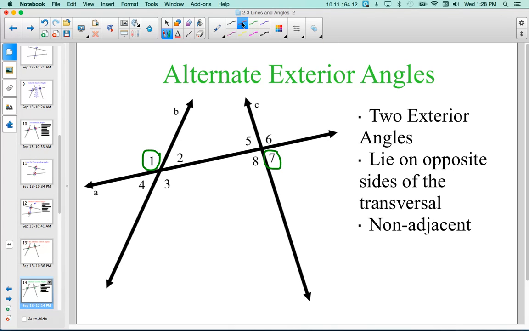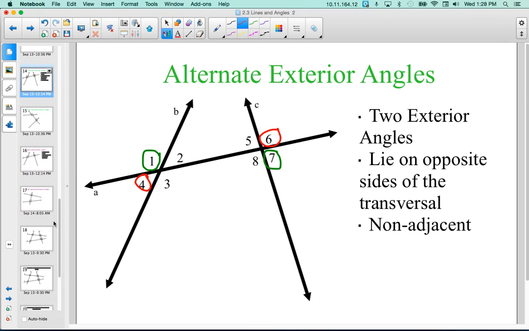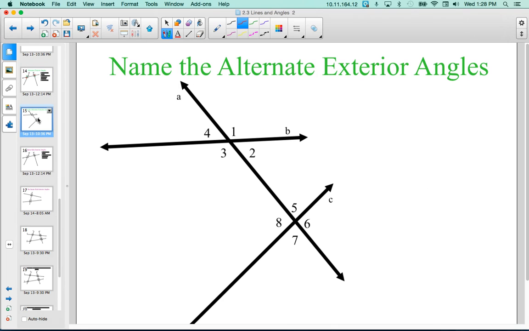The other pair, just like with alternate interior angles, there's going to be 2 pairs of alternate exterior, 4 and 6. Okay, so we do get 2 pairs of alternate exterior angles with each transversal. Okay, name the alternate exterior angles.